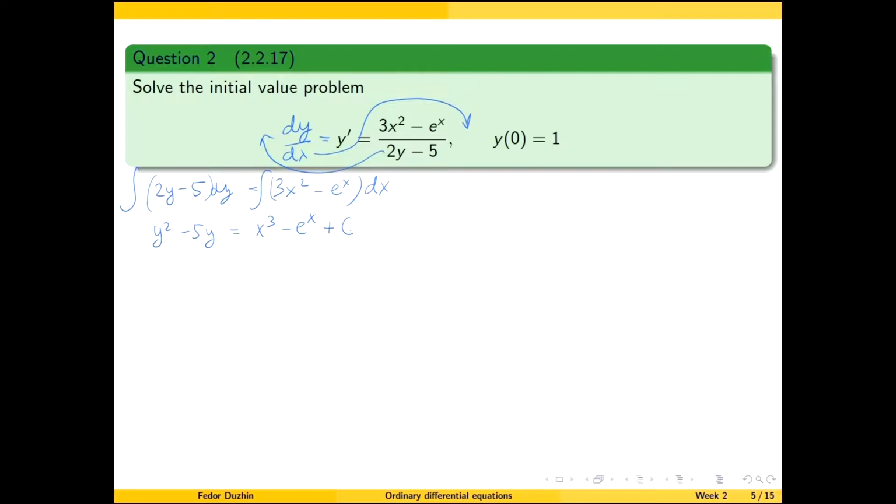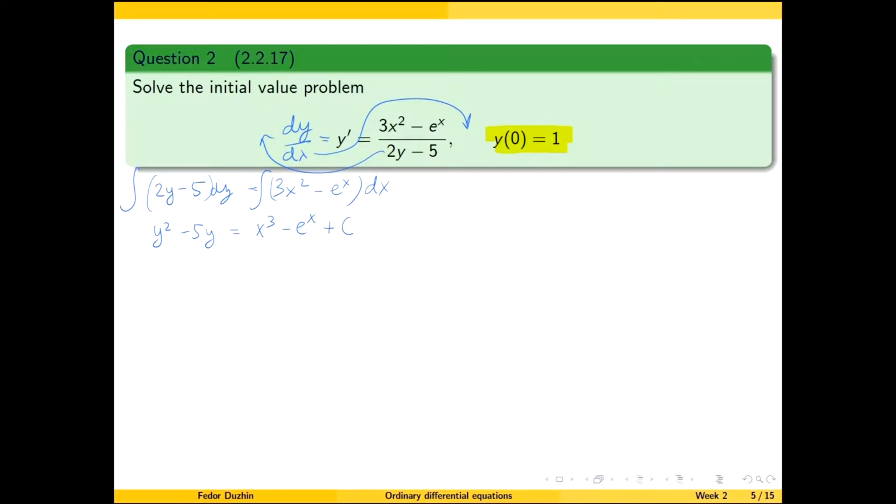Okay, the next step is to find the constant. So notice that this is an initial value problem, which we know because we are given the initial value, not just the differential equation. And if we have an initial value problem, it means that we can find a specific solution, not just all possible solutions. So we need to solve for c. So how do we solve for c? We use the provided values of x and y, right?